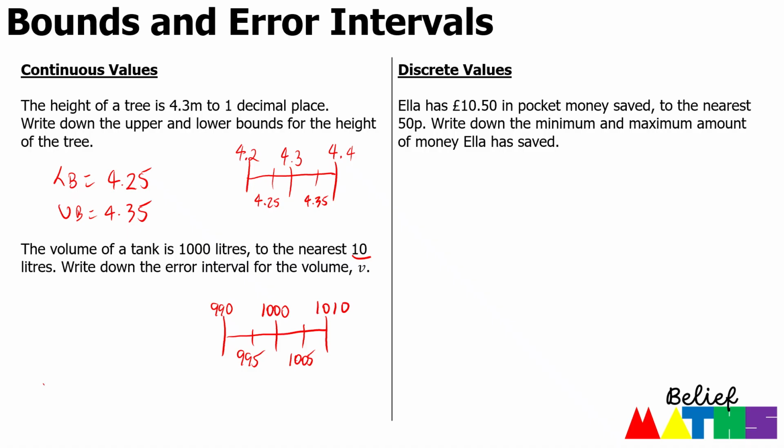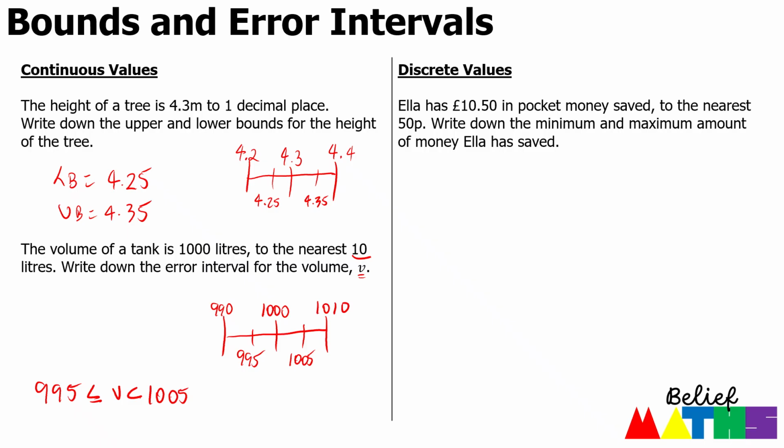Our error interval then is just 995 is less than or equal to V, the volume, which is less than 1005. Remember, the signs are always this way around, less than or equal to first, and then less than, and then we chose V because it was the letter given to us. Again, they were continuous values.